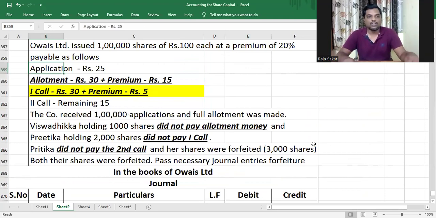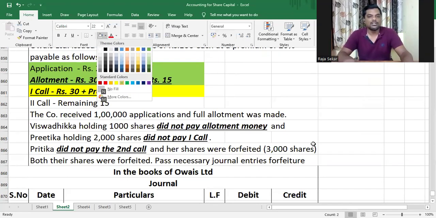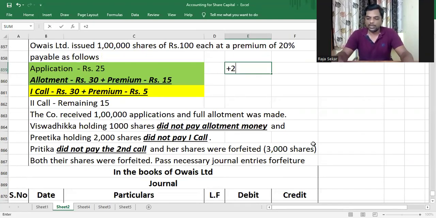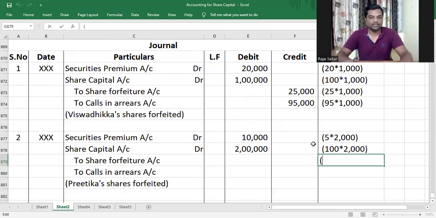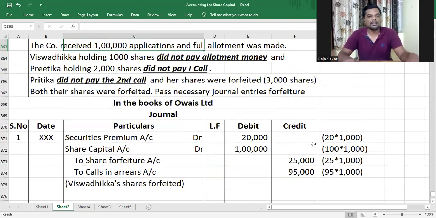Understood or not? What has Pritika paid? She has paid application money and allotment money. Am I right or not, my dear children? So she would have paid in total 25 plus 45, 70 rupees. But out of the 70, she has paid 15 rupees as premium. So what she paid as capital is only 55 rupees. So 55 rupees only will be taken here. 55 into 2000. That will be 1,10,000.